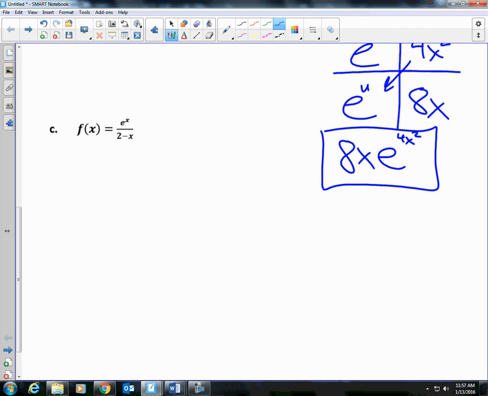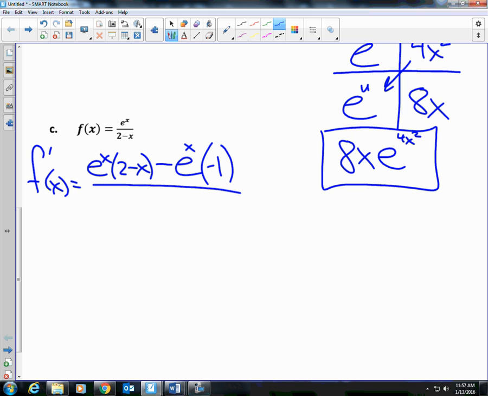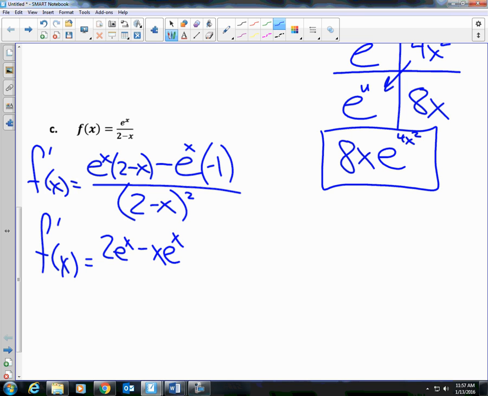Quotient rule. Derivative of e to the x, e to the x, times 2 minus x, minus e to the x times the derivative of the bottom, which is -1, over 2 minus x, that quantity, squared. Then f prime of x is equal to, so I can have 2 e to the x minus x e to the x plus e to the x over 2 minus x quantity squared.